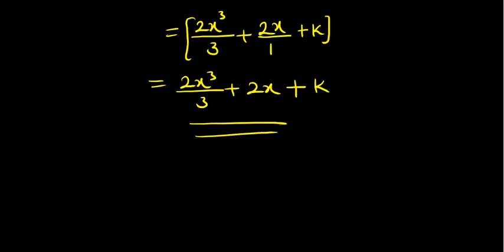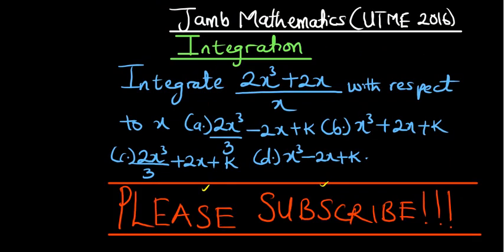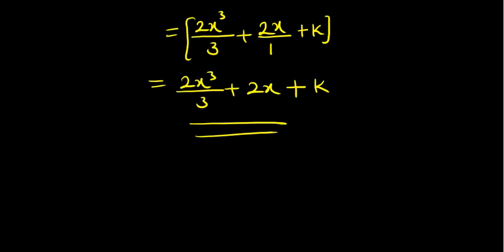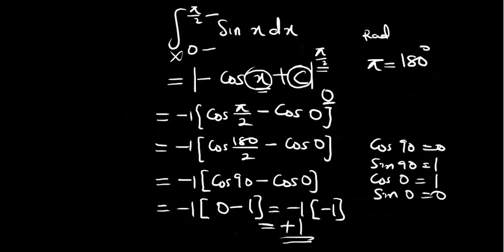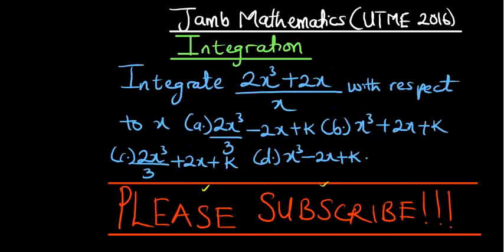So let us go to the options. Looking at the options, what's our answer? Let me check again. So our answer is 2x cubed over 3 plus 2x plus k. So our answer is C. So that's our correct answer.